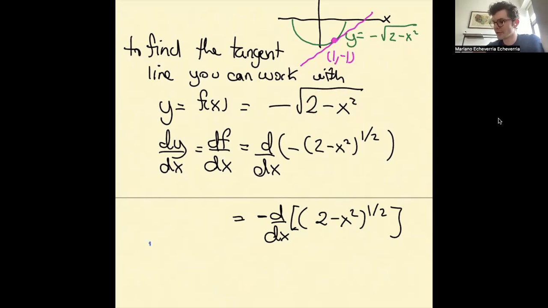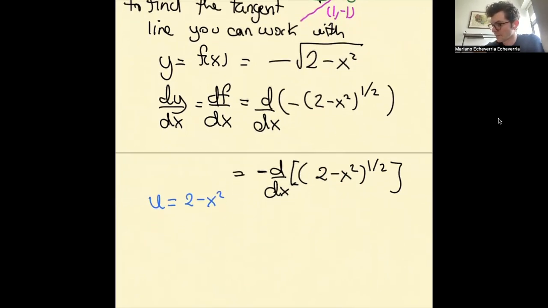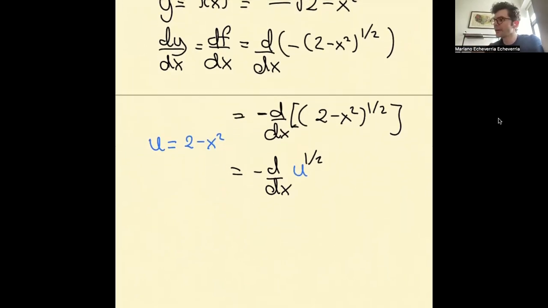So just to remind you about how the chain rule works, you can put u equals 2 minus x squared. So this is minus the derivative with respect to x of u to the 1/2. The idea of the chain rule is that you call the stuff inside the function that you know how to take the derivative of. So we know how to take the derivative of a square root. It's just that the formula for the derivative of a square root had an x inside. So the next best thing you can do is just call the junk inside the square root u.